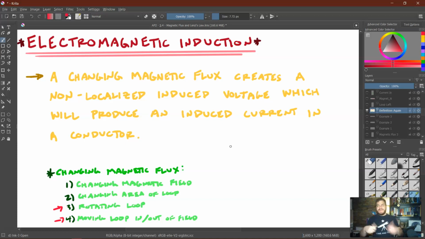If I move out of the field, there will be less magnetic field, so therefore less magnetic flux. So these are the 4 different ways we can change that magnetic flux. But if we have this, it says it creates a non-localized induced voltage which will produce an induced current in a conductor. All right, well, what's that second part mean?